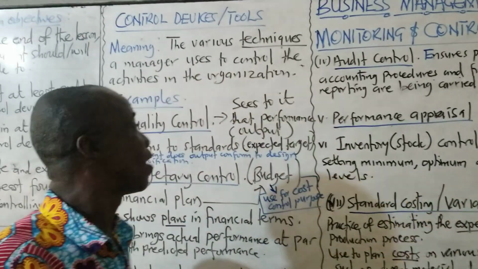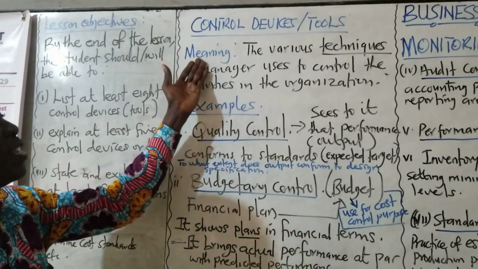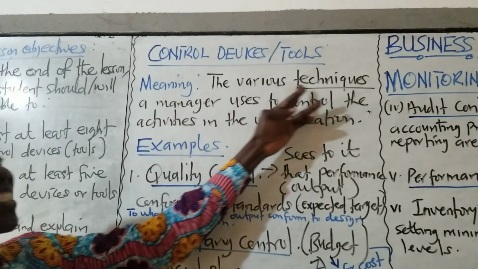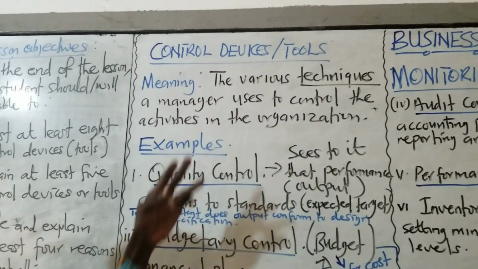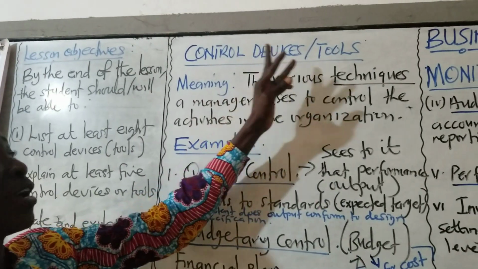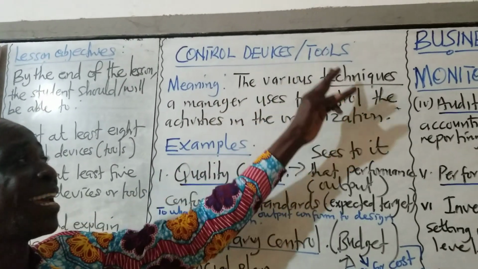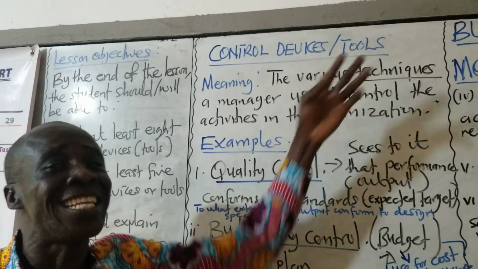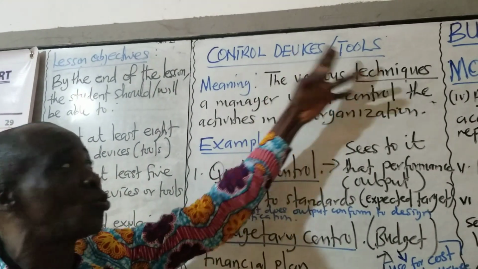The first one is very simple. So I said, when you say control device or control tool, what is it? I said they are the various techniques. So take note, when you say tools, we are looking at devices, tools, and then techniques. So if somebody asks you what are the techniques that a manager uses, it's still talking about the tools.